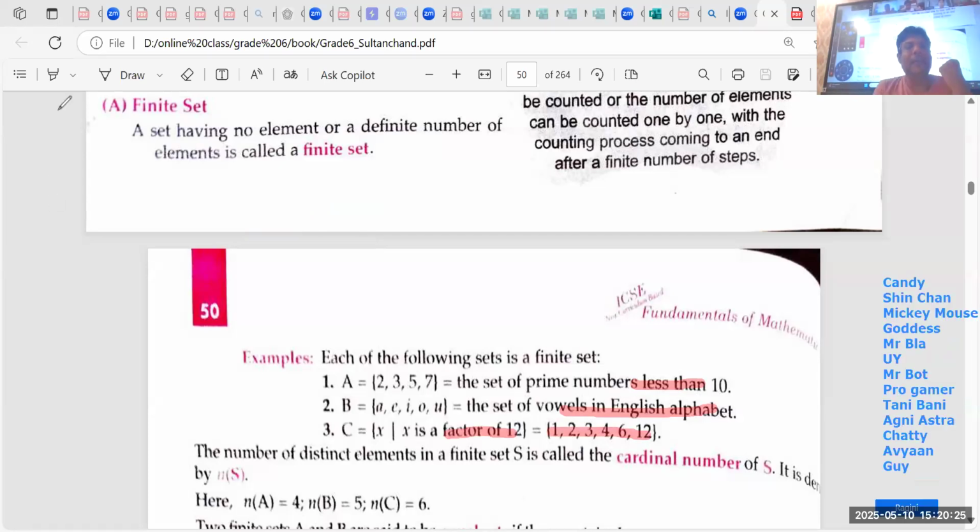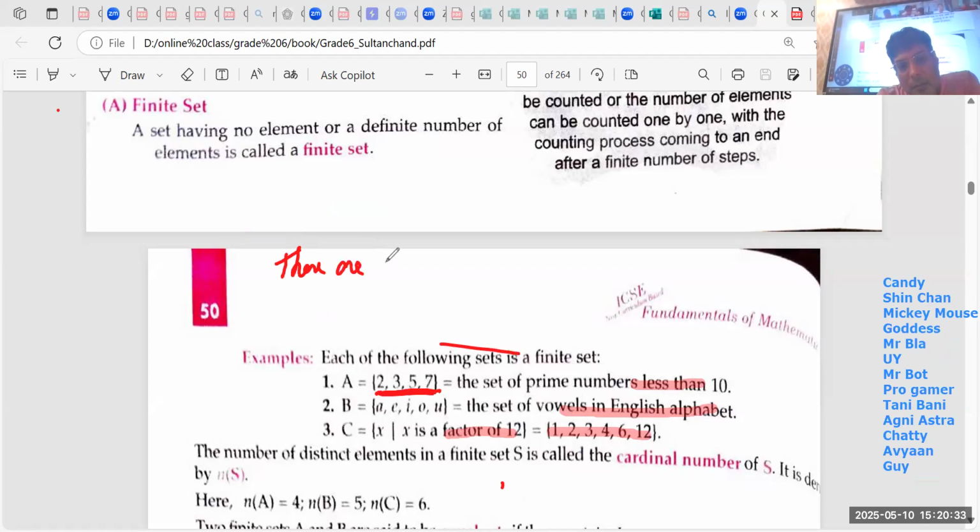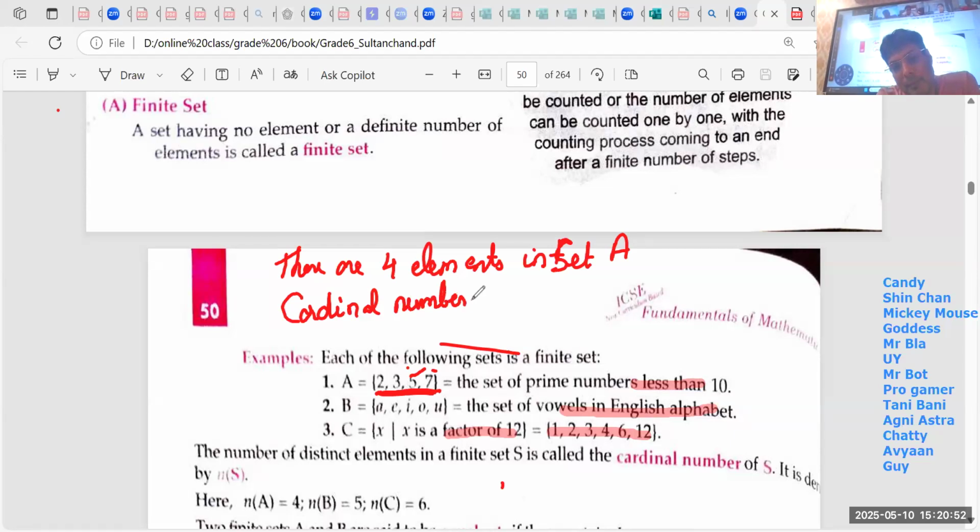Now, if I ask you how many numbers are in this set, how many elements are in this set? So what you will say? There are 4 elements in set A. Am I right or wrong? So when I tell you to count the number of elements, उसका एक special name होता है. That is called cardinal number of set A. And there is a way I can write the cardinal number. I will write small n, then bracket open, name of the set, and equal to 4.